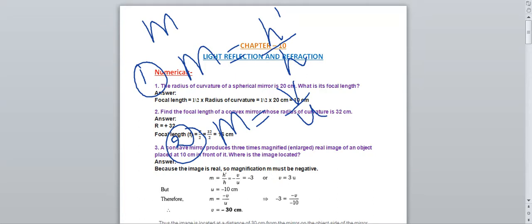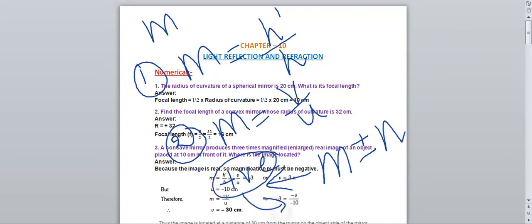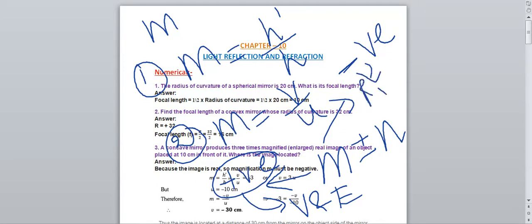Now this magnification can be positive, it can be negative. So if magnification is positive, then what can we say about the nature of the image formed? The image formed will be virtual and erect. And if magnification is negative, then what can we say? That the image formed will be real and inverted.